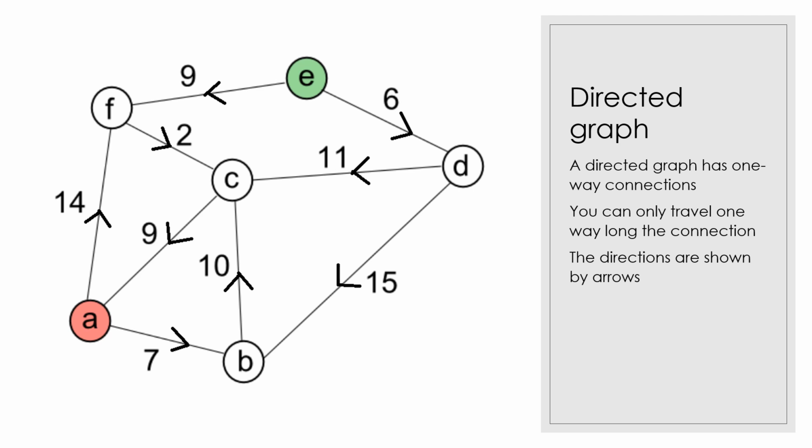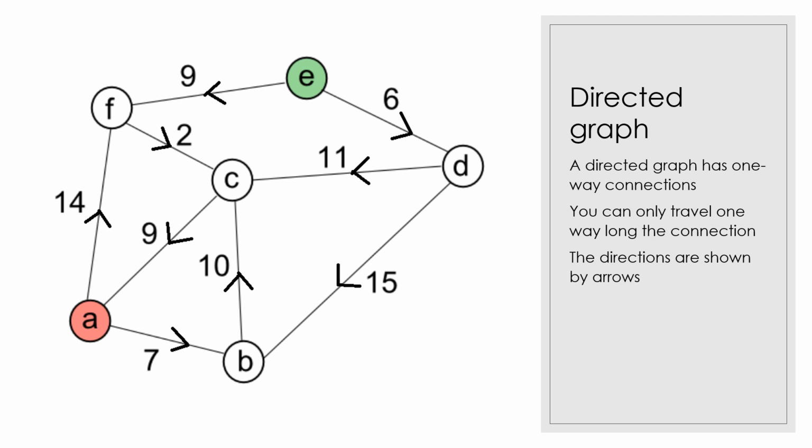Some graphs have arrowheads written on the lines, and these are called directed graphs. So in a directed graph, the connections only work one way. So in this graph, you can get from F to C, but you can't get from C to F. In this graph, you can't get to E at all. There are no routes going to E, only going away, whereas there are routes going to and from node A. So the arrows show you the direction you can go.